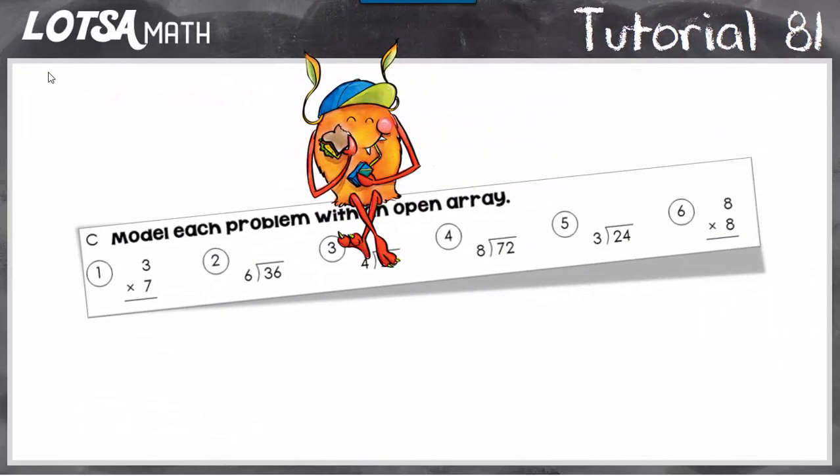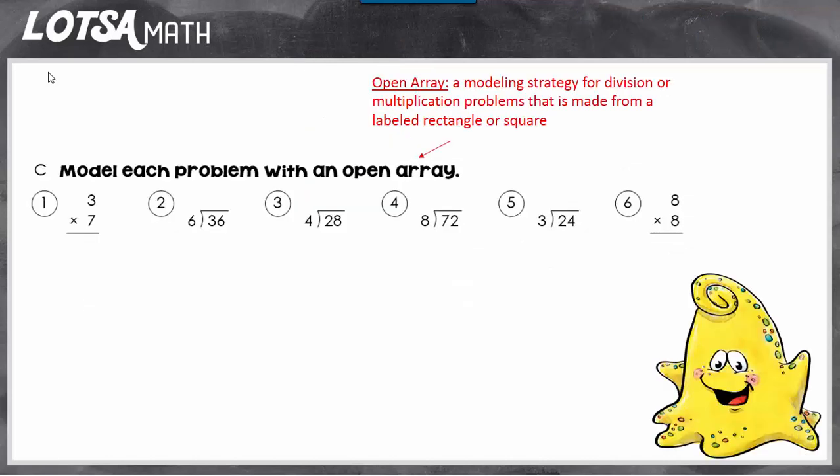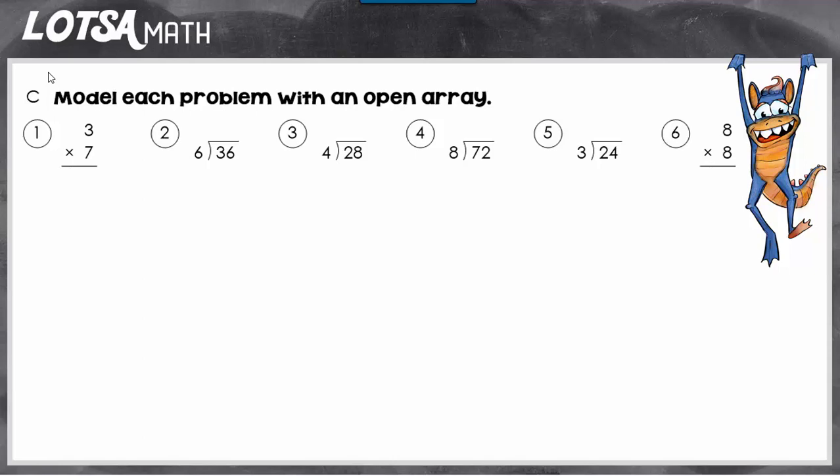For these questions, you're going to model each problem with an open array. An open array is just a modeling strategy for division or multiplication, and it's made from rectangles or squares that are labeled. Let's look at some examples, starting with number 1, 3 times 7.